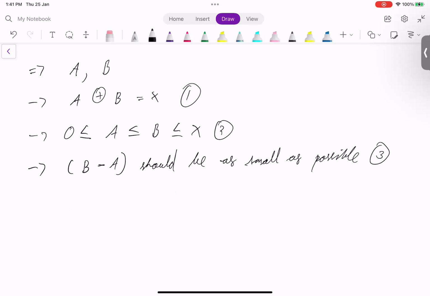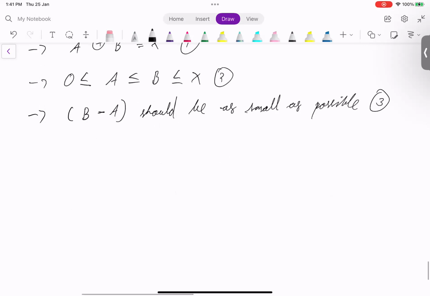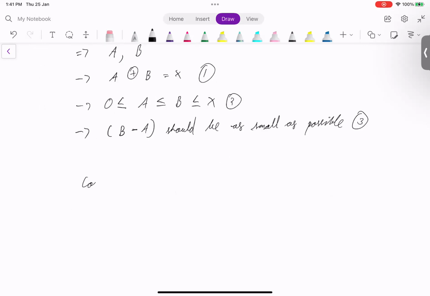So now if we look at the constraints of this problem, the number of test cases can be in the range 1 to 10 power 5 and x can be in the range 1 to 10 power 9. So let's see how we can solve this problem.